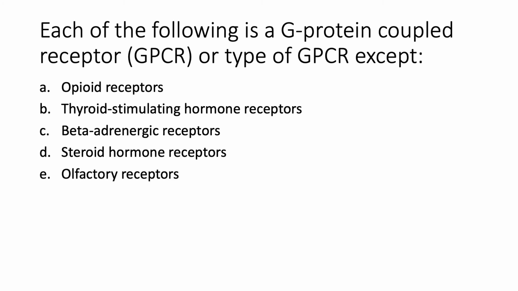Question 2. Each of the following is a G protein coupled receptor or type of GPCR except A. Opioid receptors, B. Thyroid stimulating hormone receptors, C. Beta adrenergic receptors, D. Steroid hormone receptors, or E. Olfactory receptors.